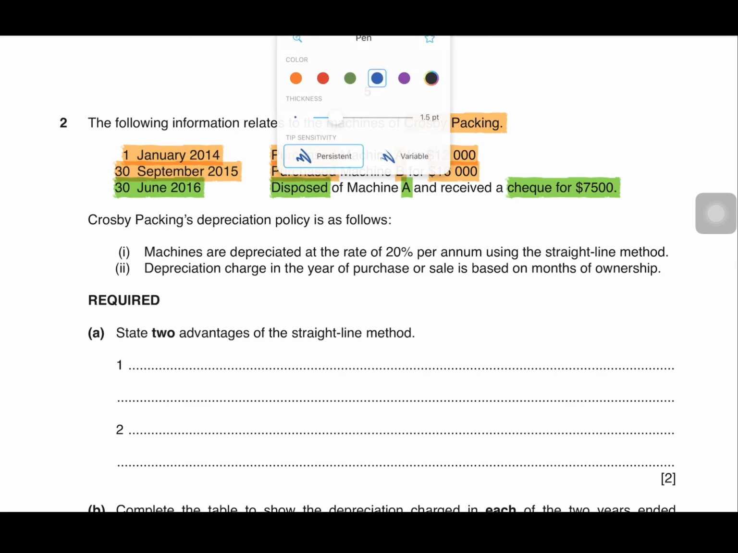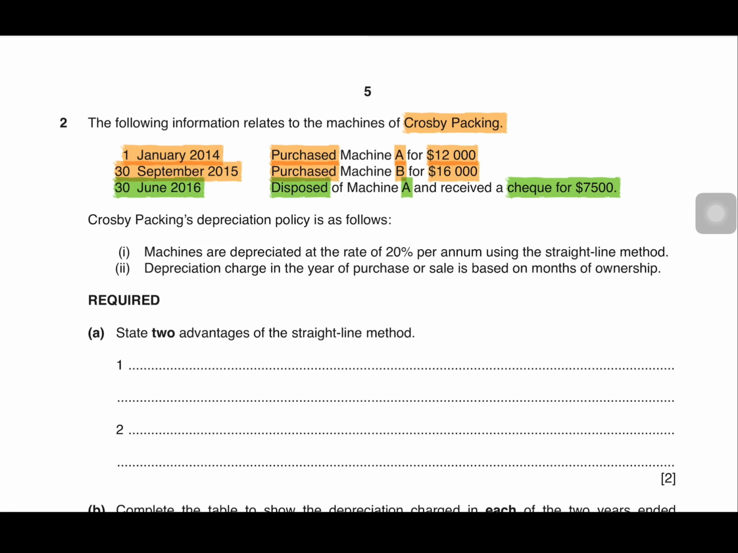Right. So $7,500 is what? This is the disposal proceeds, and we have disposed of this machinery in 2016, which was bought in 2014, right? So right now, even if we don't know the requirements yet, can we count the number of years this machinery remained in the business so that we can calculate its accumulated depreciation later on? Can we do that? Yes.